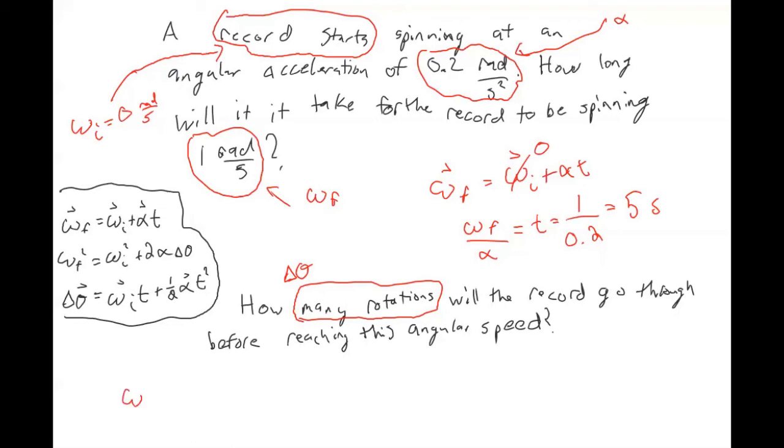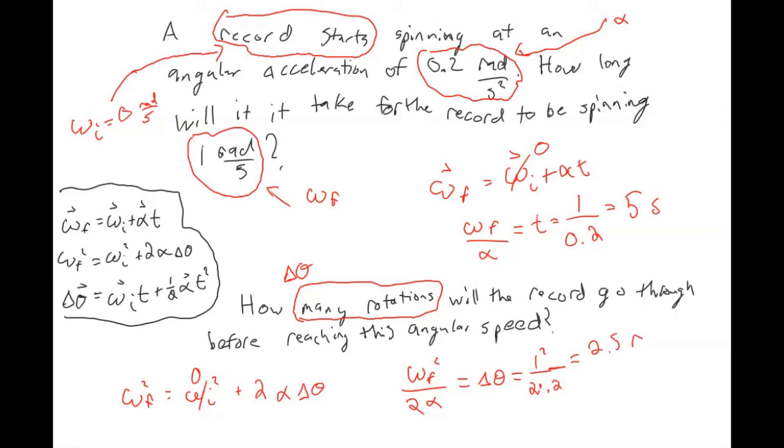If we pick the second one, omega final squared equals omega initial squared plus 2 alpha delta theta. Omega initial was 0. Rearranging for delta theta, you get omega final squared divided by 2 alpha equals delta theta. So delta theta is 1 divided by 2 times 0.2, so 1 divided by 0.4, which is 2.5 radians.